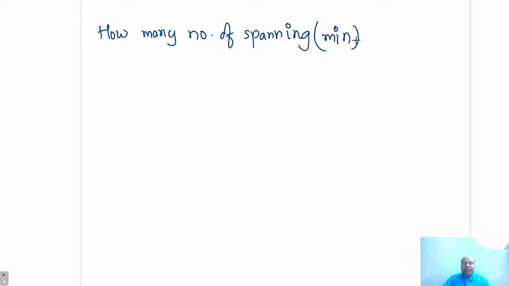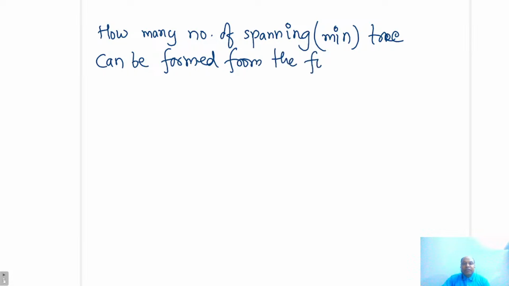question is from discrete mathematics. The question says: how many spanning trees, minimum spanning trees, can be formed from the following graph?